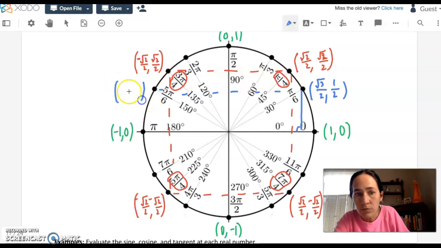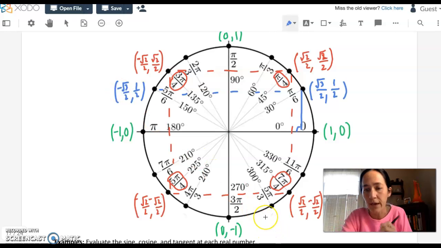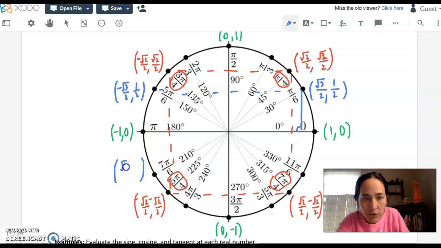You'll see the same square root of 3 over 2 coming first, and the 1/2 going second, just like it was for pi over 6. But again, we're in quadrant 2, where the x coordinate needs to be negative. Let's transfer that down. 7 pi over 6. So square root of 3 over 2 and 1/2. And we're back in that quadrant 3, where both coordinates have to be negative.